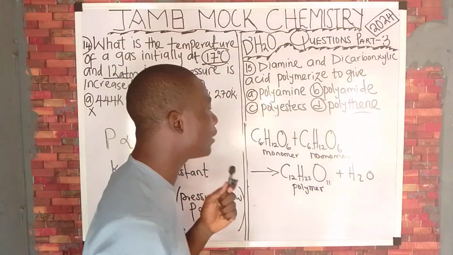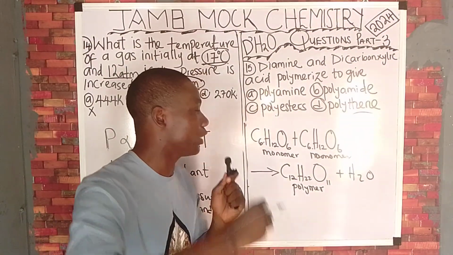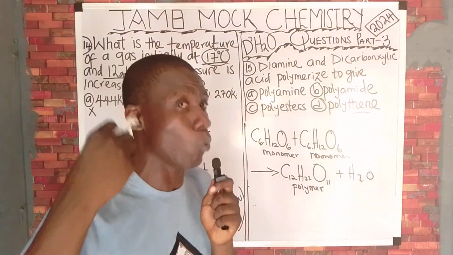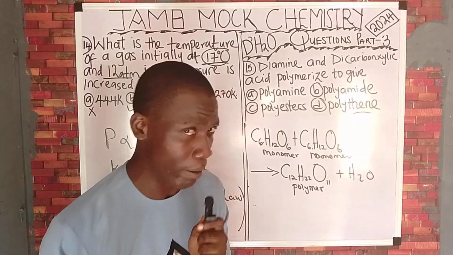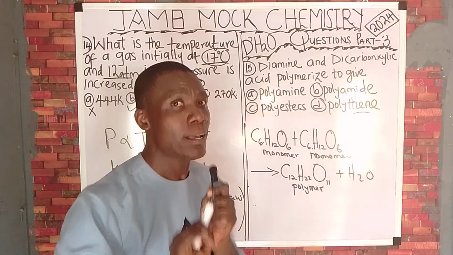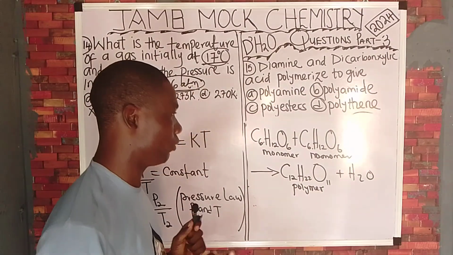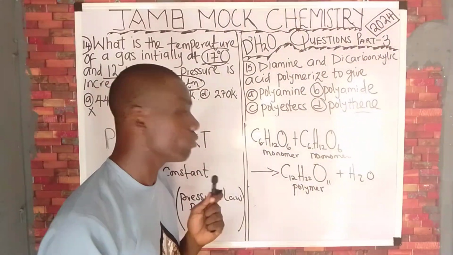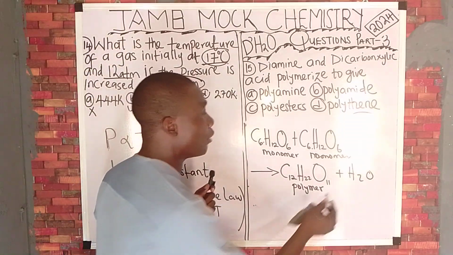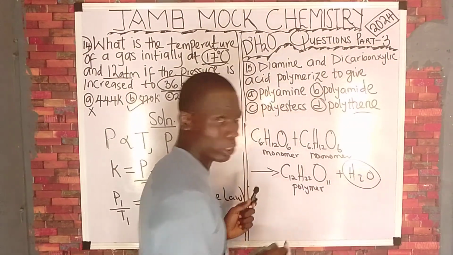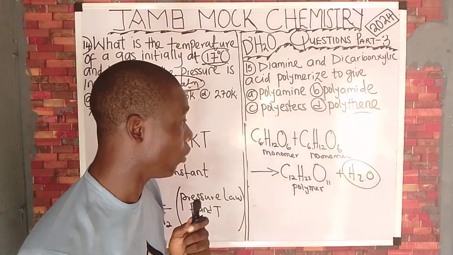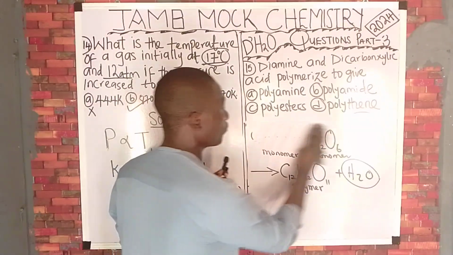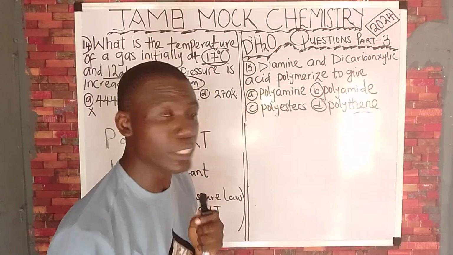So polymerization is when two or more monomers combine to give us a giant molecule called the polymer. It could involve the elimination of water, as in condensation polymerization, or be without the elimination of water, as in addition polymerization. Those are the two types of polymerization that we have. This one is called condensation polymerization because it involves the elimination of water. If water is eliminated, it is condensation. If ammonia is eliminated, it is condensation. So let's quickly go to this number 15 and see the answer to this question.